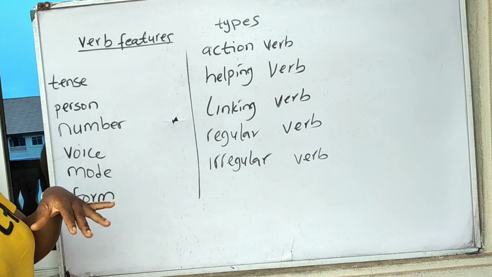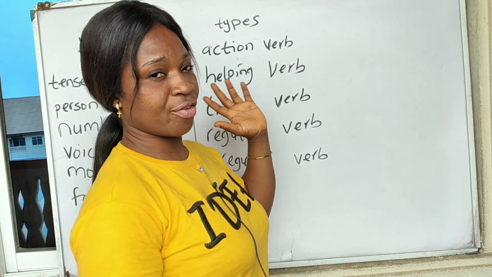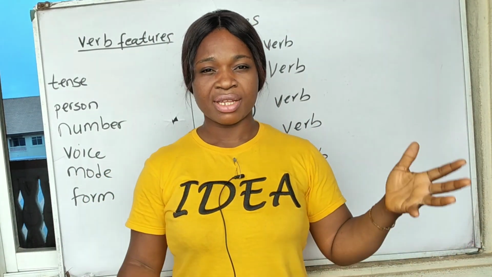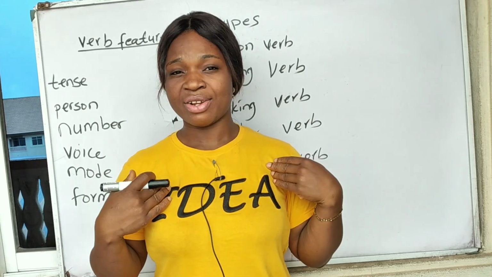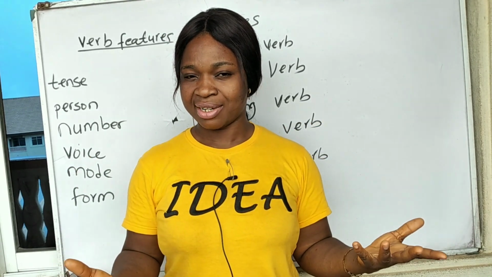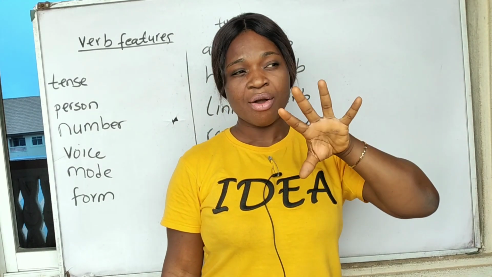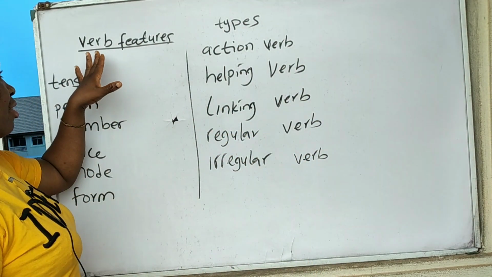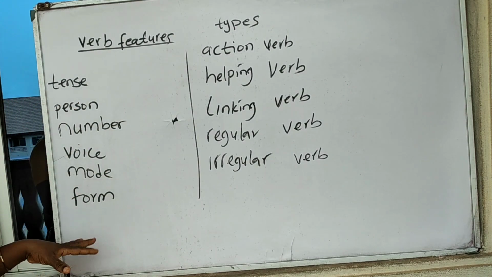All right, so moving on, we have voice. When we talk about the voice feature of a verb, we're referring to the passive voice and the active voice. It's either I say it the way it is or I transform it to my own pattern. We still get to that. We're going to throw light on that when we get to that very topic, but today we're trying to see the verb features, and these are the verb features we have in the English language.